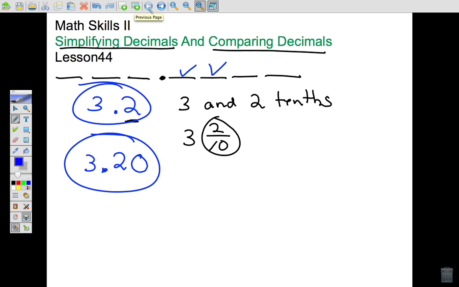So our topic today was called Simplifying Decimals and Comparing Decimals.